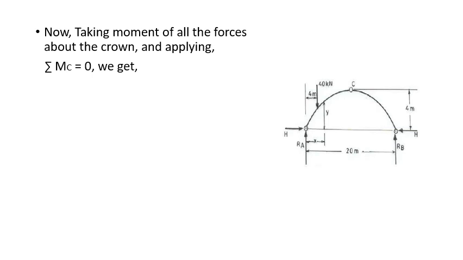Which one is better to consider, the left of the point C or the right of the point C? If we consider the left section of the point C, we get the moment of RA. RA into 10, as it is at the center and span is 20, minus again one more force, 40 into 10 minus 4, minus H into the central rise 4, right?